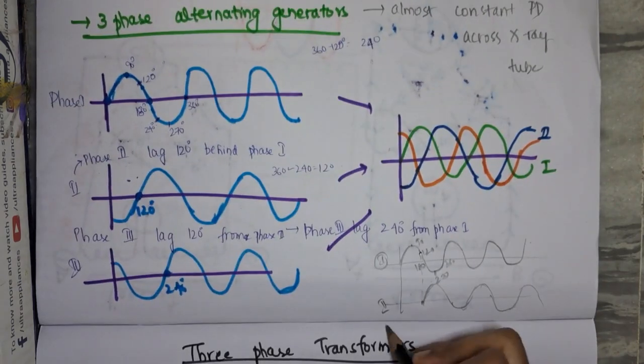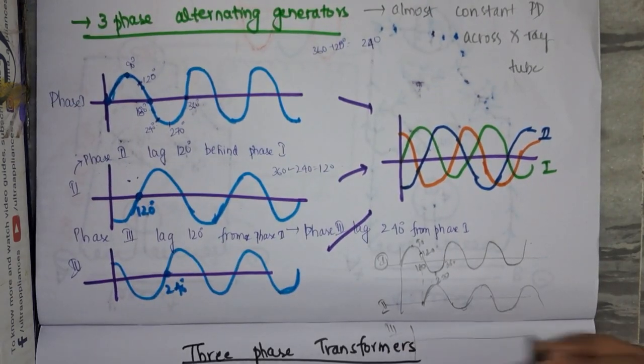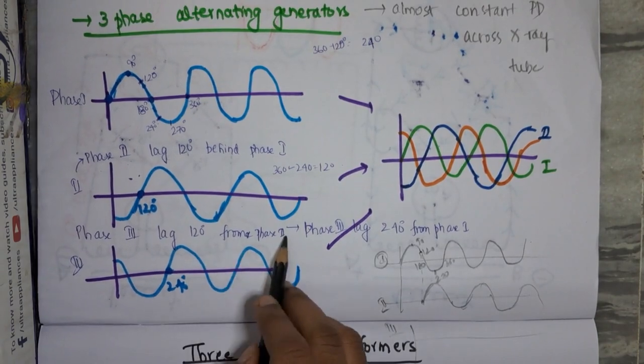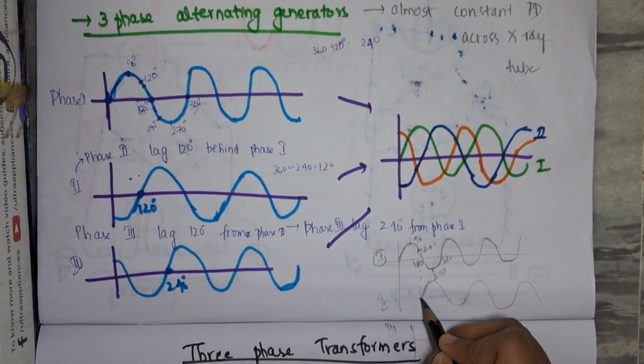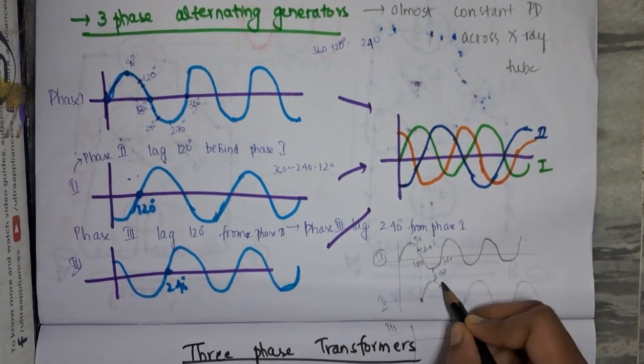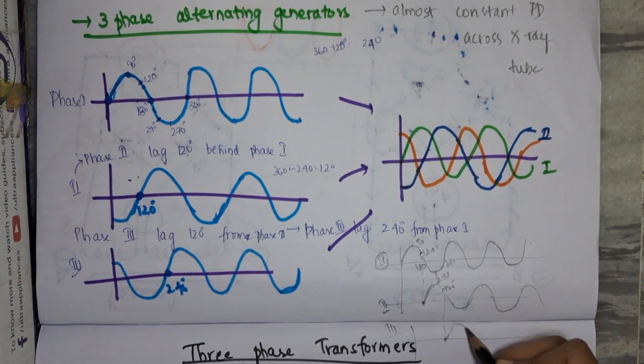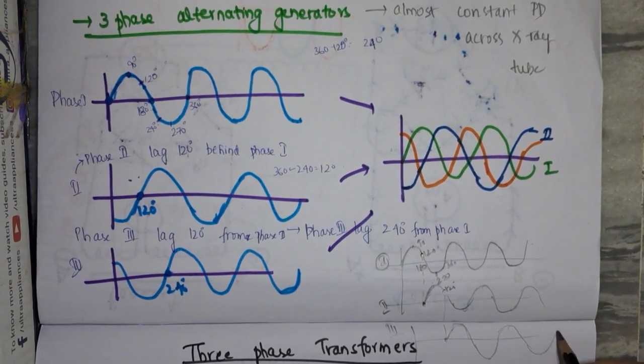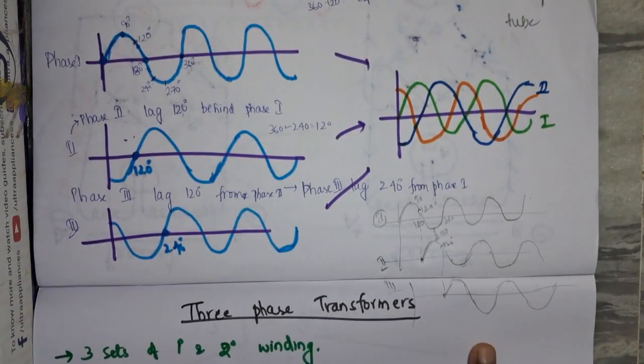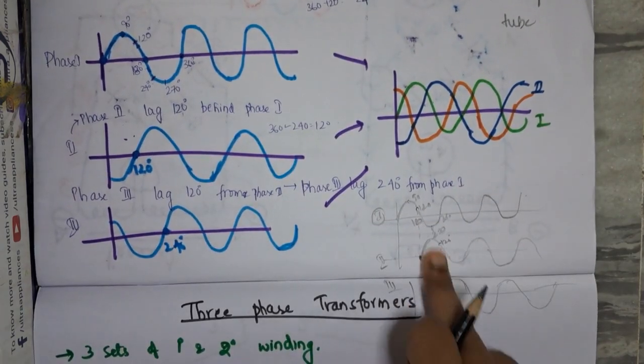Then phase 3 will lag 120 degrees behind phase 2. So this is phase 2 at 0. Again phase 2 at 120 degrees will be here, and phase 3 will start at phase 2's 120 degrees. I think we have understood phase 1, phase 2 and phase 3.